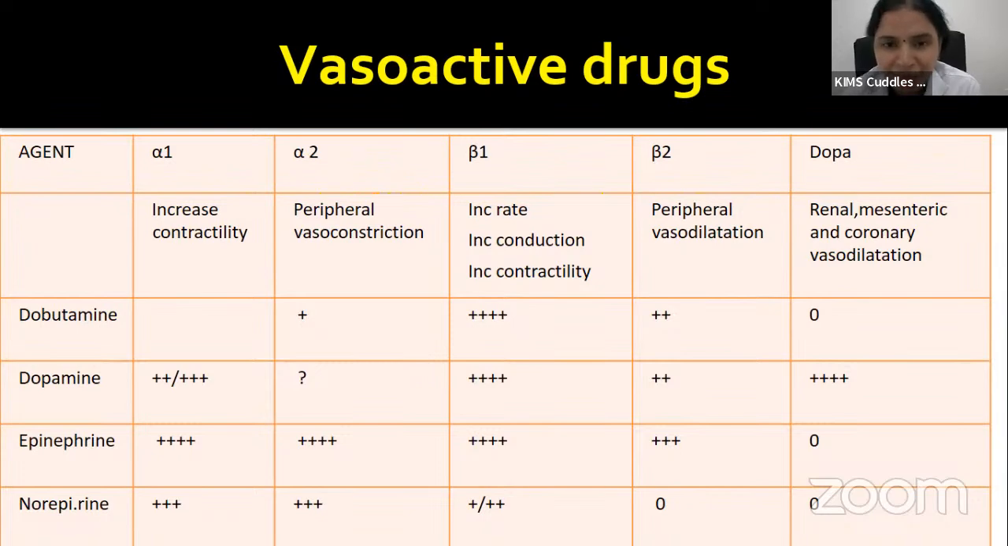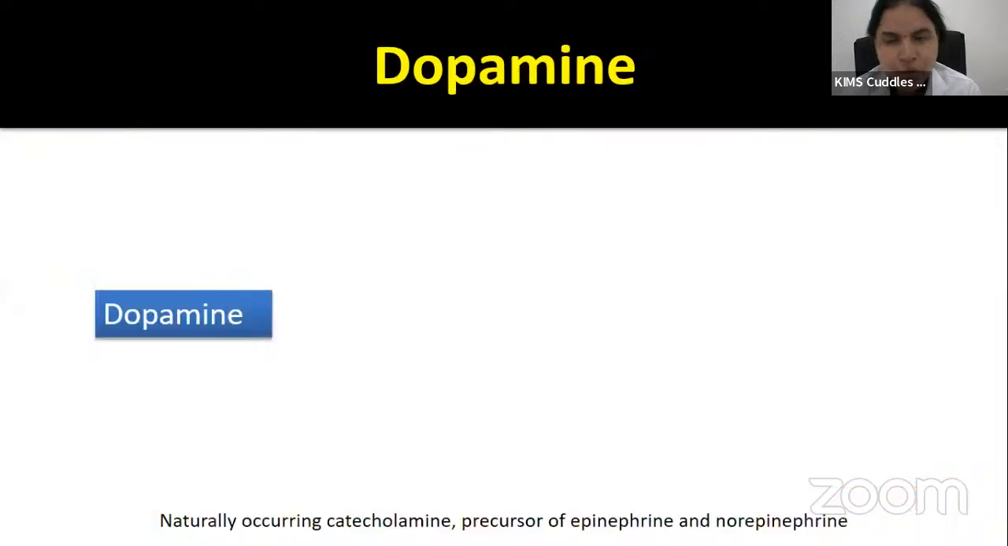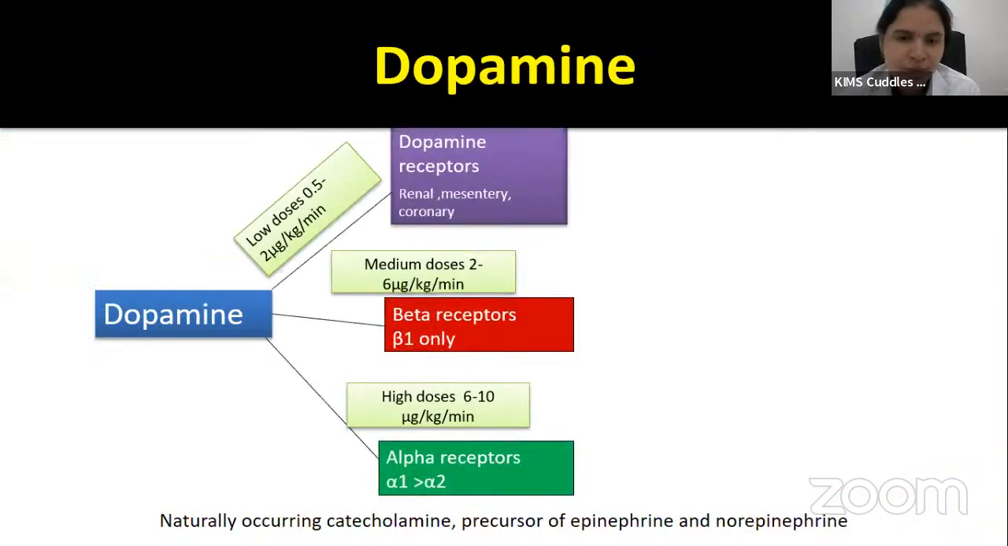It is often used in PPHN and cardiogenic shock, and this can have predominant action on the alpha 1 and alpha 2 receptors. So mostly it increases the systemic vascular resistance, and through some beta 1 mediated action also improves the myocardial contractility. A word of caution is that in neonates at lower gestational ages, the alpha-adrenergic receptors dominate, particularly the alpha-2 over alpha-1. So there can be profound peripheral vasoconstriction. In later gestational age, there can be activation of the beta receptors. So this can lead to variable action of the inotropes on the systemic vascular resistance.